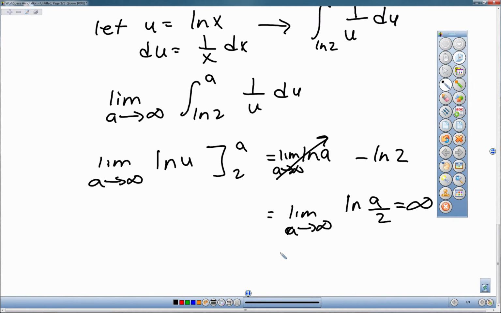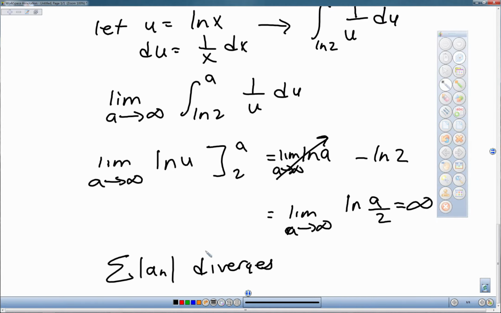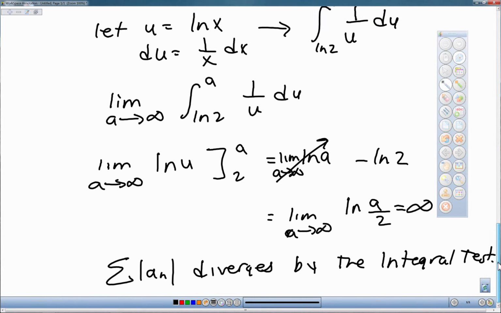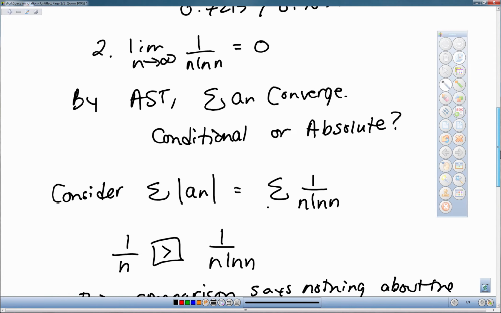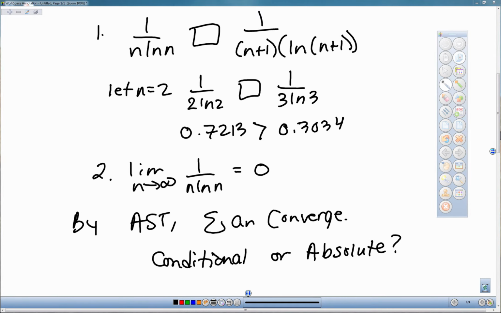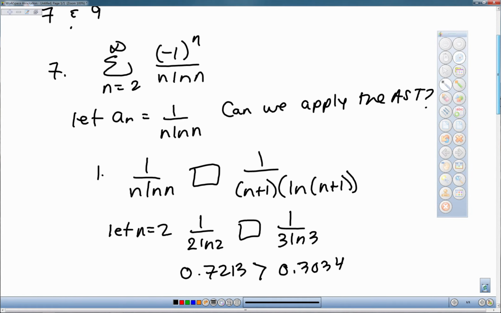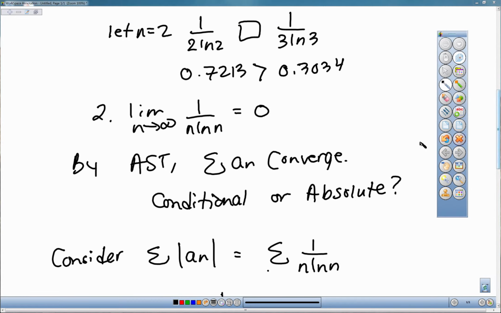So ultimately, what did we just do? We just showed that this series diverges. We took the absolute value of our series by the integral test. And since the absolute value of the series diverged, but we were able to show that the series converged by the alternating series test right here, that means that this series converges conditionally.